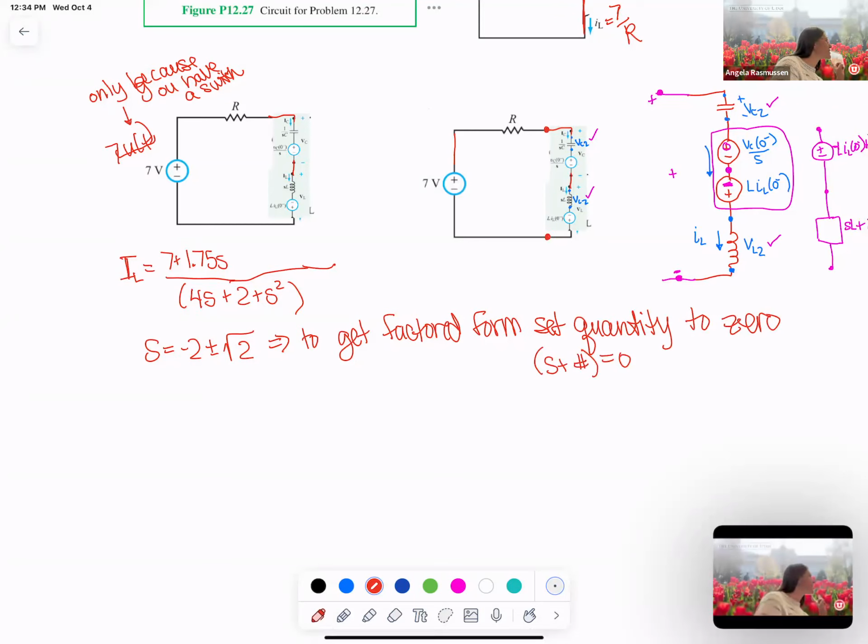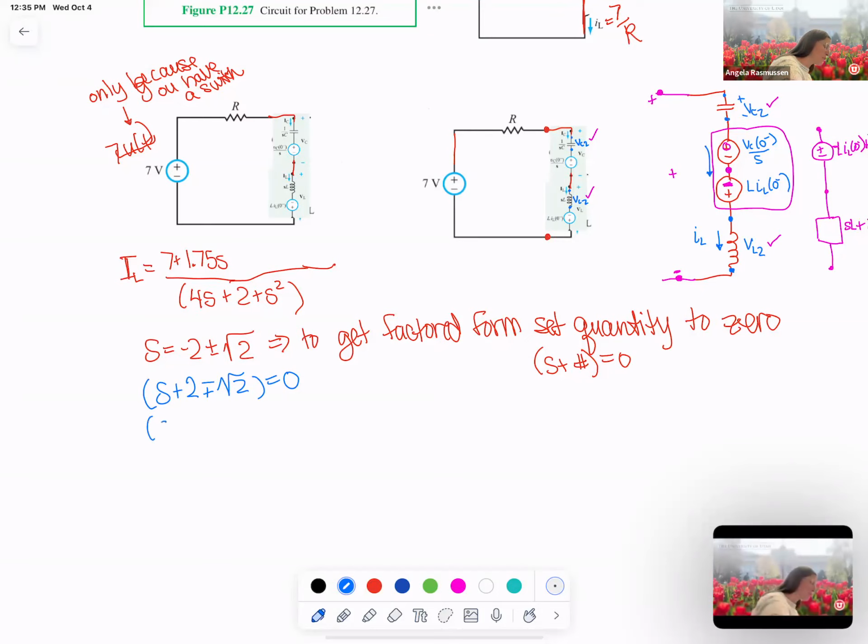Right. So you're trying to get it to be like an S plus number equals zero form. And so you would bring the other part of this over to the other side. So it'd be S plus two minus square root of two equals zero. Does that make sense? So you're just moving those over to set it equal to the form where this factored form is the S plus some number. So all I did was add it to the other side and set it equal to zero.